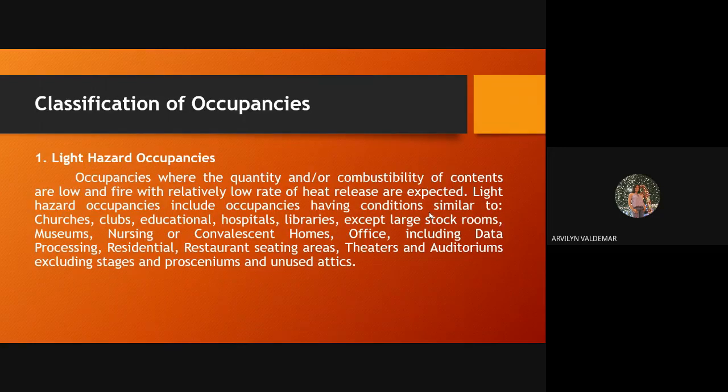So, classification of occupancies. Light hazard occupancies: occupancies where the quantity and/or combustibility of contents are low and fires with relatively low rate of heat release are expected. Light hazard occupancies include occupancies having conditions similar to churches, clubs, educational, hospitals, libraries except large stock rooms, museums, nursing or convalescent homes, offices including data processing, residential, restaurant seating areas, theaters and auditoriums excluding stages and prosceniums, and unused attics.